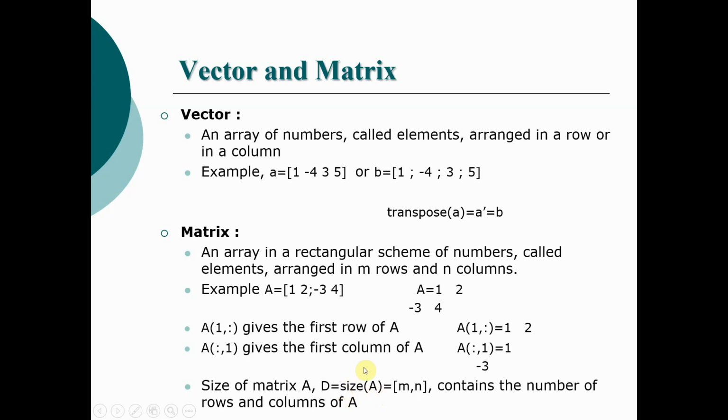You can find the size of a matrix using the size function. Size of any matrix or any vector would have two numbers. The first number represents the number of rows, and the second one represents the number of columns. For example, size of A, in this case, is going to be 2 and 2: 2 rows, 2 columns. The size of this vector is going to be 1 and 4. The size of B is going to be 4 and 1 because it has 4 rows and 1 column.